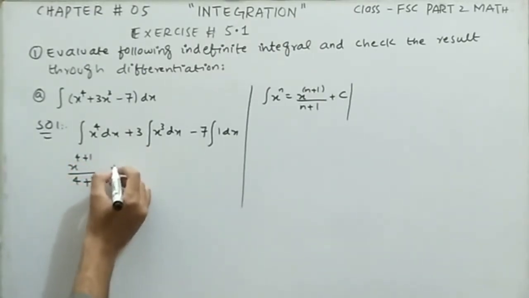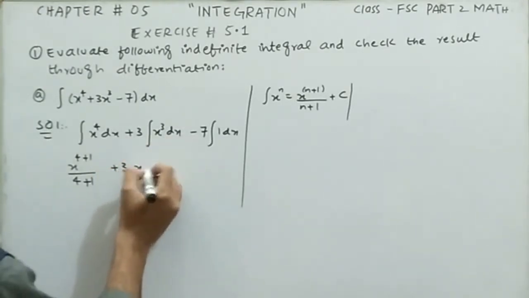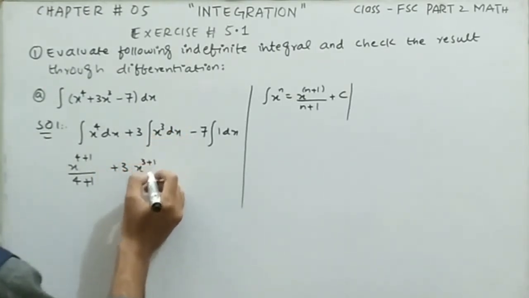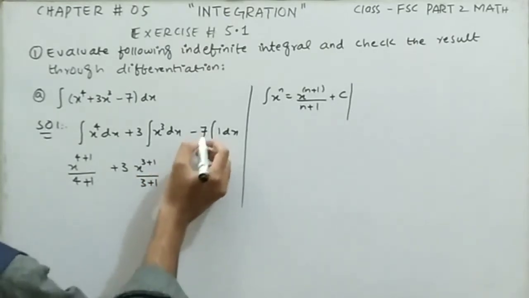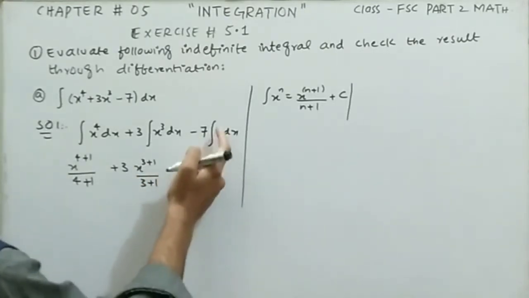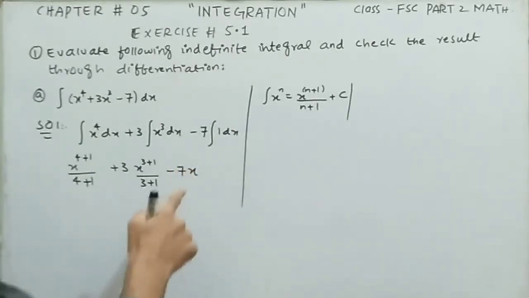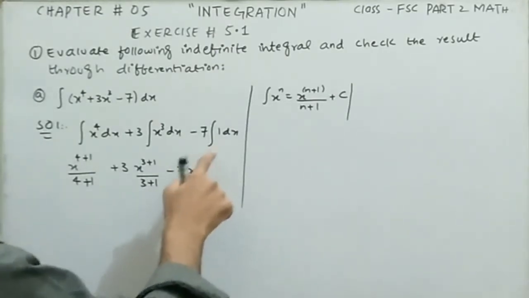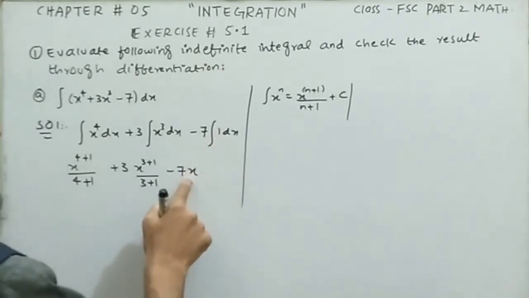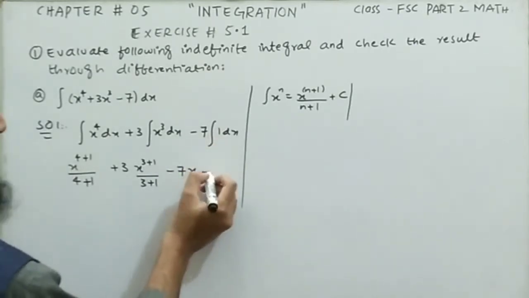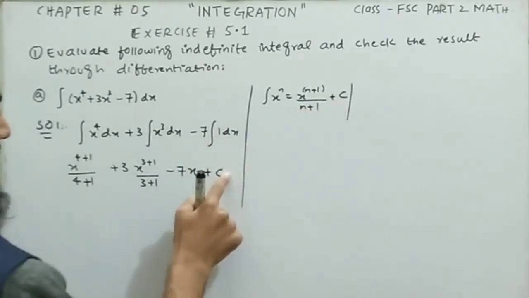Now over here, plus 3 will come down as it is, and x power we have 3, so add 1 and also add 1 in the denominator, and over here minus 7. Remember that the integral of 1 is always equal to x. Why? Because if we differentiate x with respect to x, it gives us 1 again. That's why its integration will be x, and we will write plus constant of integration c.